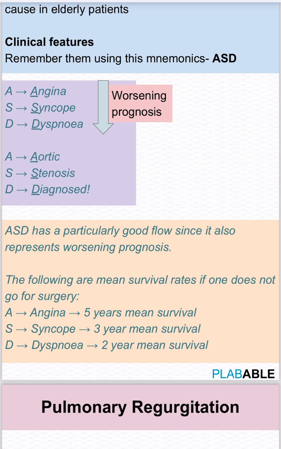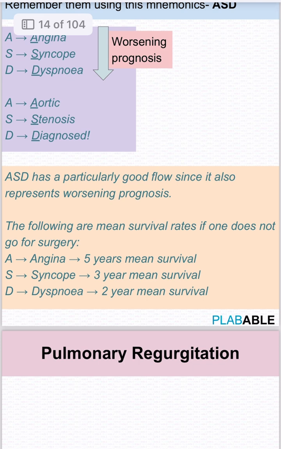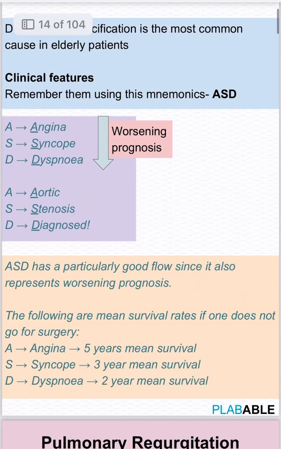The following are mean survival rates if one does not go for surgery. If the patient is not going for surgery and has angina, his mean survival will be 5 years. If the patient has syncope and is not going for surgery, then his mean survival will be 3 years. If the patient is not going for surgery but has dyspnea, then the mean survival would be 2 years. I hope it is clear till now.